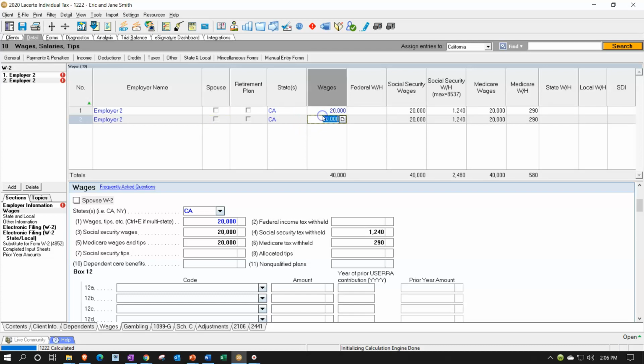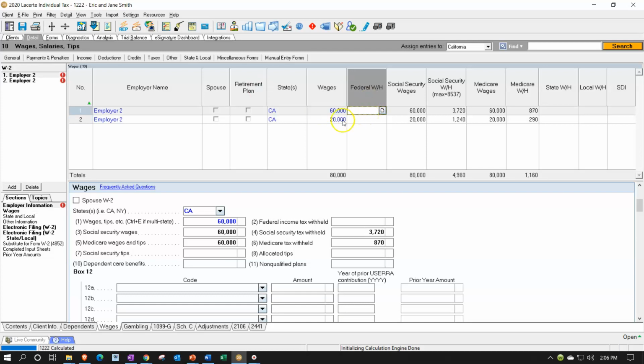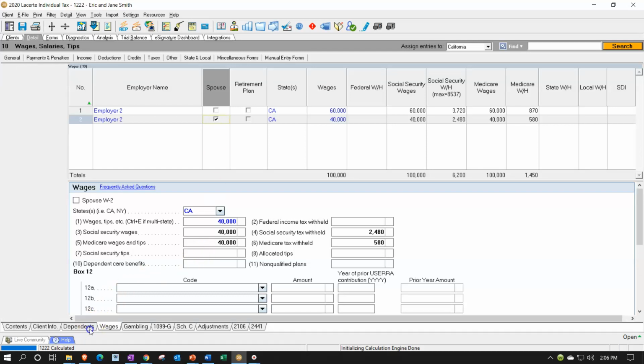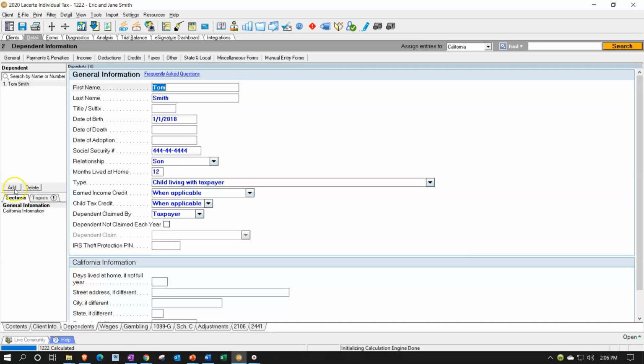Okay, so I'm going to go back to the original scenario where we had like $60,000, I think, and $40,000. And then I'm going to put this one, so each spouse now has income coming in, so we don't have to worry about that problem. Let's add another dependent now. Let's add somebody else and say we have two dependents here. And so we have Tom and Sam. Sam and Tom. And we'll say that the date of birth is 01/15.